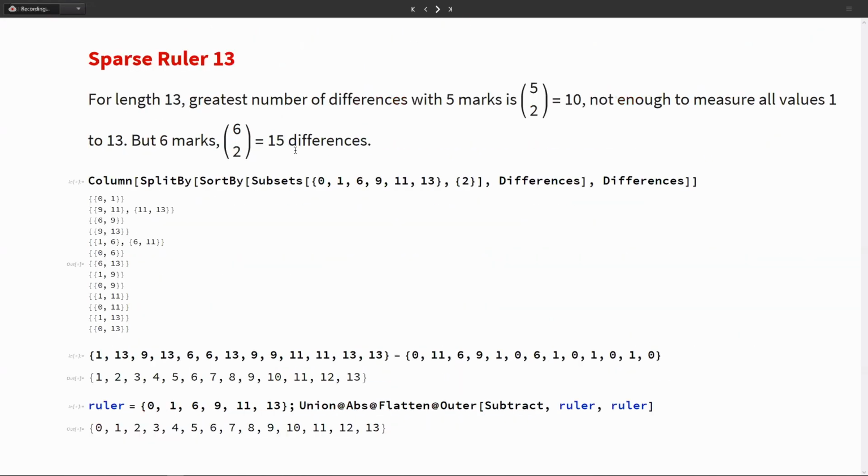Let's get to a few more sparse rulers. So here's a sample case, the sparse ruler of length 13. If there are only 5 marks, you could only do 10 distances. So that's not enough. But with 6 marks, you can get 15 differences. So that might be enough. And we can check that this set with 6 marks actually does cover everything. Here's difference 1, difference 2, 3, 4, all the way up to difference 13. We can check this in various different ways. So for length 13, you need 6 marks, and that's easily provable.